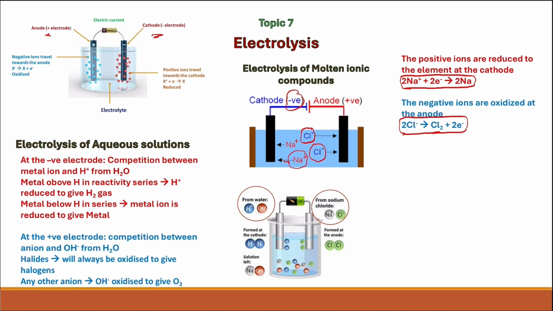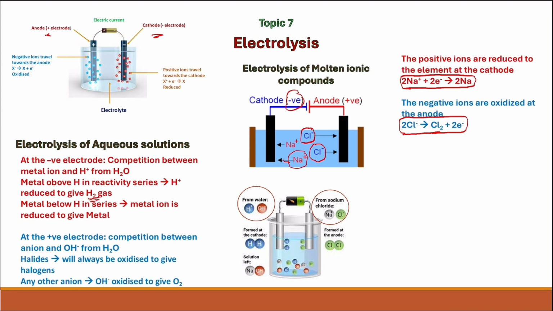So which one is going to be reduced at the negative electrode? If the metal is below hydrogen in the activity series, like copper, then the copper is the one that is going to be reduced, changing from copper ions into copper metal. If the metal is above hydrogen in the activity series, then the hydrogen ion is the one that's going to be reduced, and the hydrogen ion will give you hydrogen gas.